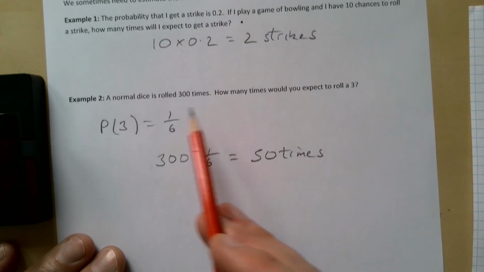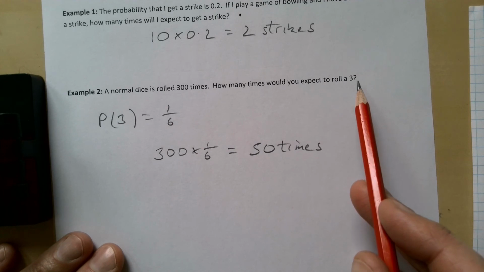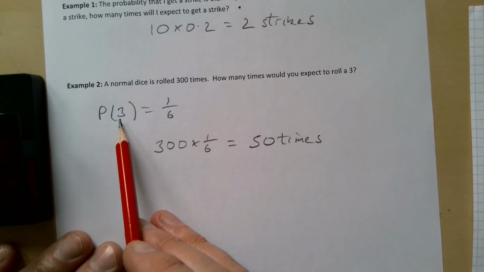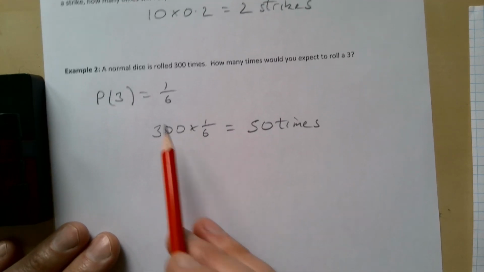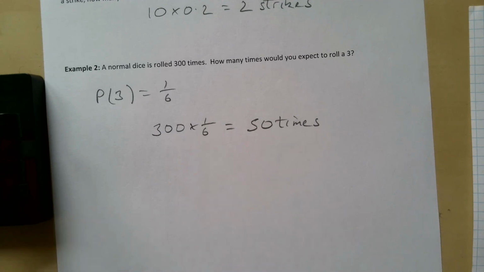A normal dice is rolled 300 times. How many times would I expect to roll a 3? The probability to roll a 3 is a 1/6, and so 300 times a 1/6, I expect then to roll a 3 50 times.